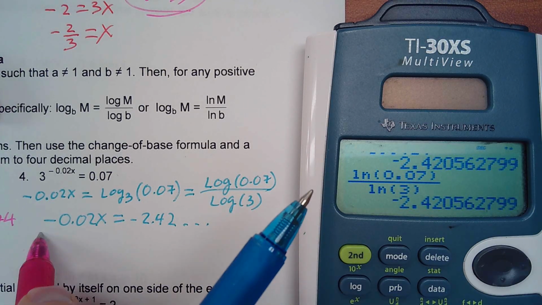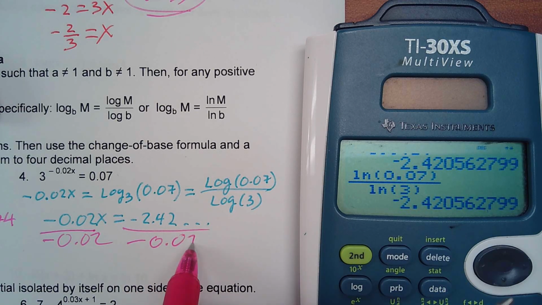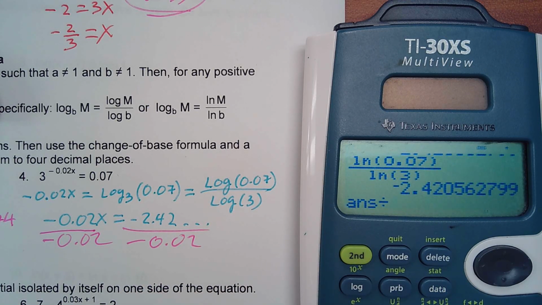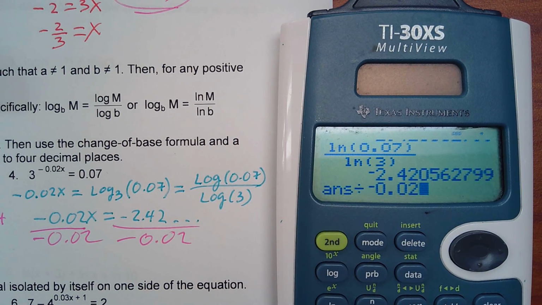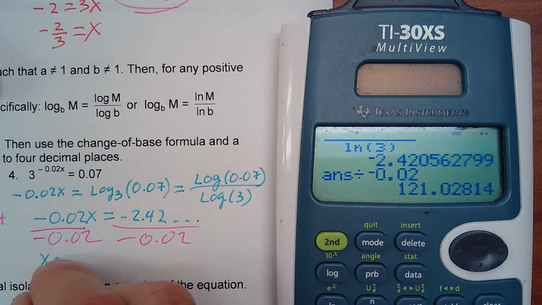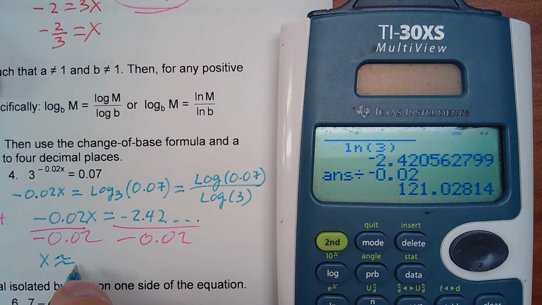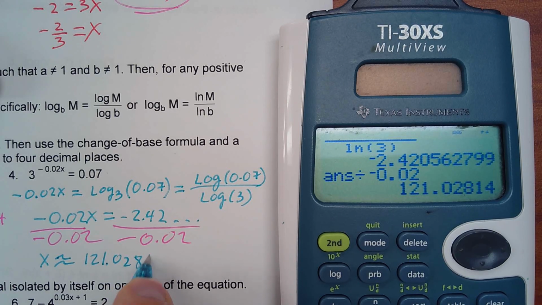Now to solve this, I need to divide this by negative 0.02. So I'm just going to hit my division key, put my negative 0.0. Oops, something went wrong. So let me try that again. Clear that out. I'm going to divide by negative 0.02. Make the calculator do all the work. And so that would give me x is approximately 121.0281.